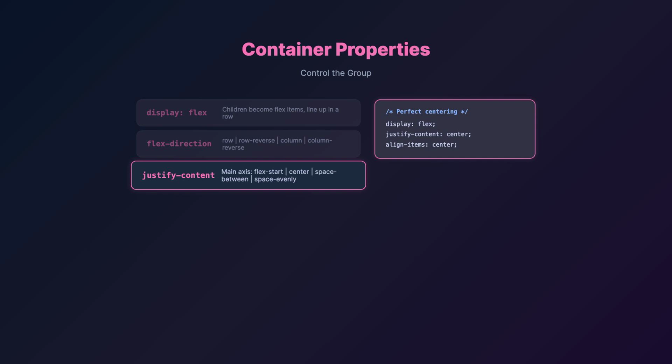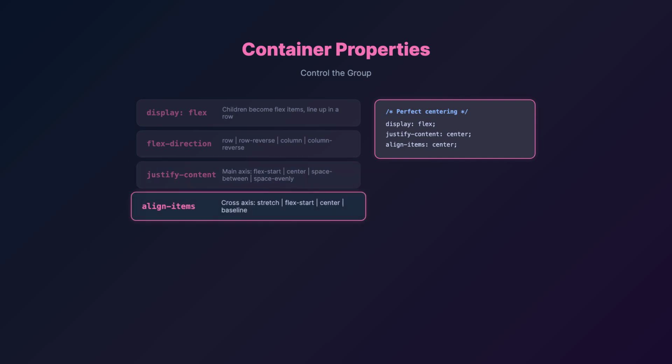Justify content aligns items along the main axis. Flex start packs items at the beginning. That's the default. Flex end packs them at the end. Center puts them in the middle. Space between spreads items with equal space between them, but no space at the edges. Space around gives equal space around each item. Space evenly distributes perfectly equal gaps everywhere.